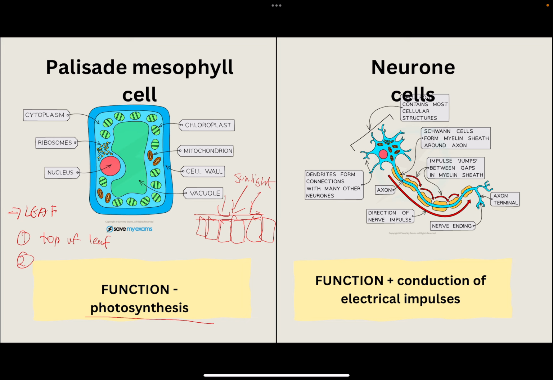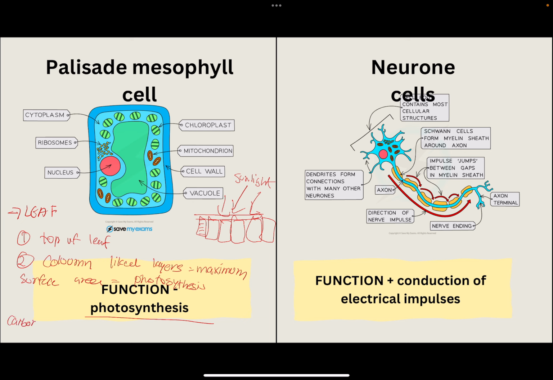Second, palisade mesophyll cells are column-like layers. So since they're column-like layers, they have maximum surface area. Now this maximum surface area will be good for photosynthesis, right? Because more of the area is getting light. So if you have more light and you have chlorophyll inside, what will happen? Photosynthesis will happen. Because what is the equation for photosynthesis?